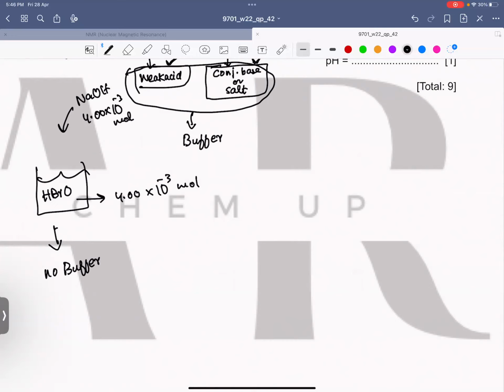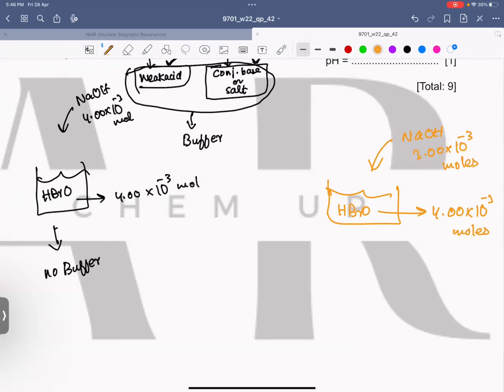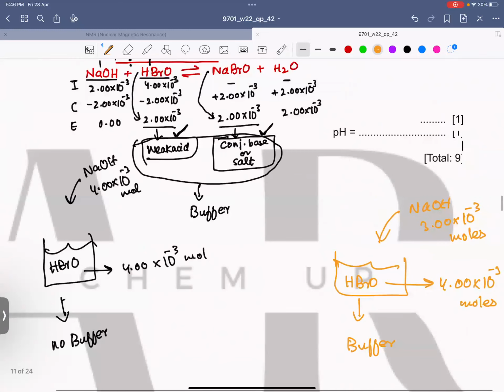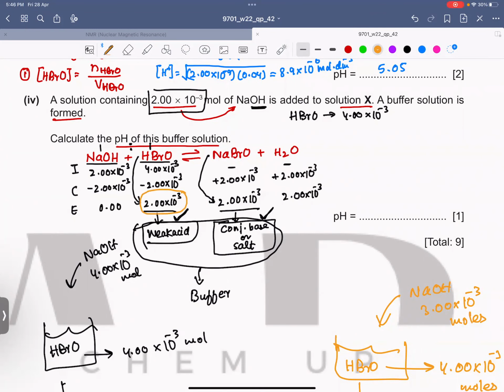Yes, sir. But for example, if I have another container with HBrO whose moles are 4 exponent minus 3, and now I put sodium hydroxide, but the moles of sodium hydroxide I put are 3 exponent minus 3. So when the reaction ends, we are left with the acid and its salt both, right? Yes, sir. Correct. So there must be a buffer over here. So this solution becomes a buffer, and in that buffer, we know the moles of acid and the moles of its conjugate base. Is this clear to everyone?